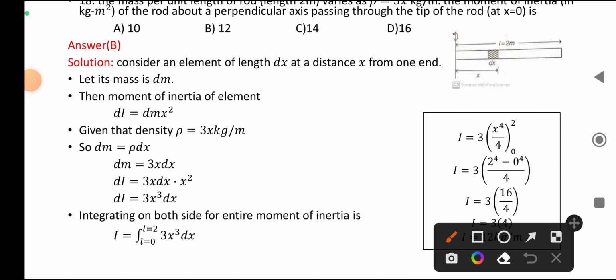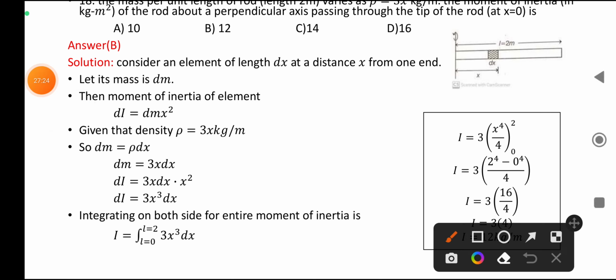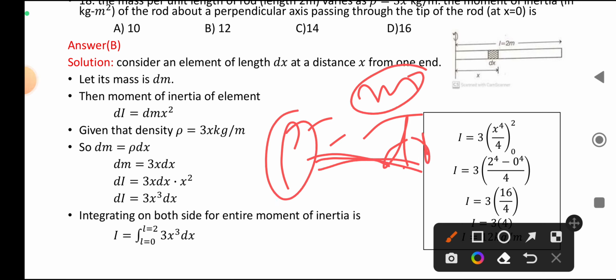But what is the mass formula? Rho is mass per unit length. The length is small, dx is taken. Write this. So from this, what can we write? Mass is equal to rho into dx. So mass is rho dx.